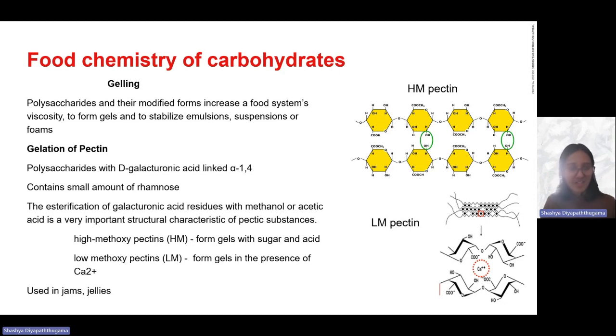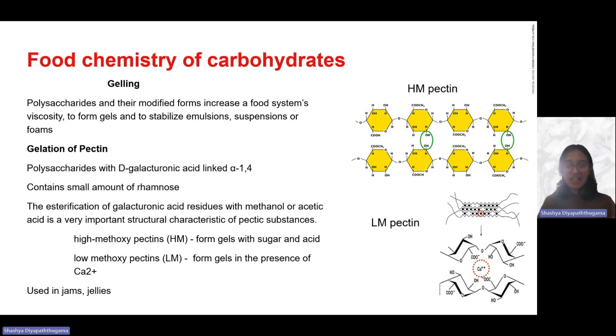So let's talk about the gelation of pectin. We learned about pectin when we were learning about the oxidation reactions, where we talked about the formation of uronic acids. So pectin is a polysaccharide which has D-galacturonic acid, linked by alpha-1,4-glycosidic linkages. There are two forms of pectin, high methoxypectin and low methoxypectin. That depends on the degree of esterification, because these galacturonic acids undergo esterification with methanol or acetic acid.